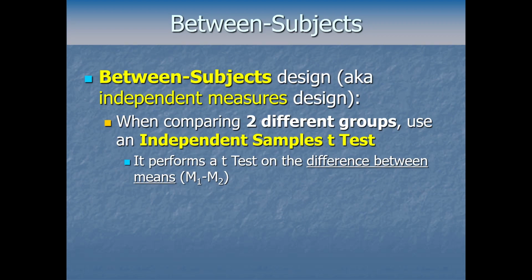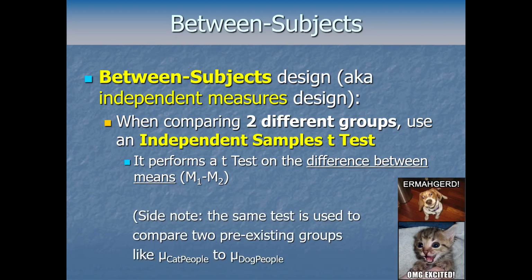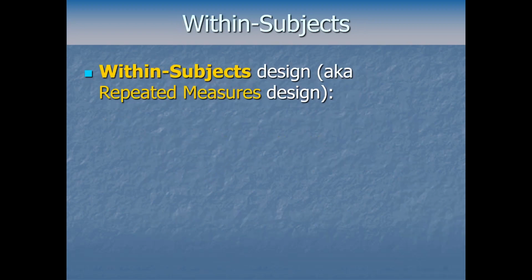Now, just a side note here, but imagine we weren't doing a true experiment. We weren't using random assignment. Maybe instead we're just comparing two groups that are like pre-existing, like cat people versus dog people. That would also use an independent samples t-test, by the way, because again, the independent samples t-test is our tool to compare two distinct groups, regardless of whether the data is experimental or correlational.